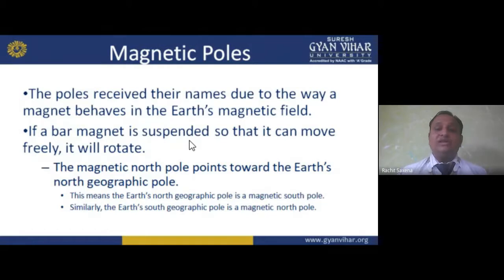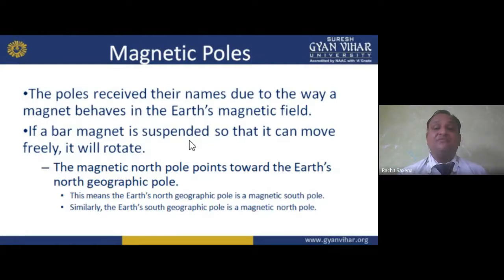Now, the poles received their names due to the way a magnet behaves in the earth's magnetic field. How do we say that, my dear student? How do we call one pole of a magnet the north pole and another the south pole? North is there, south is there, but how can we identify which is the north and which is the south? The poles received their names due to the way a magnet behaves in the earth's magnetic field.